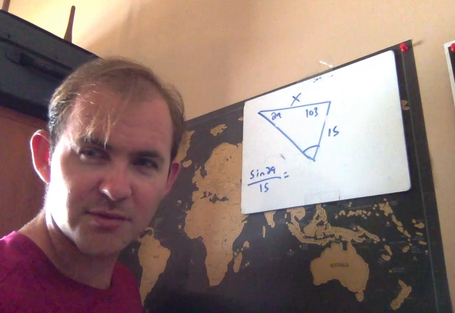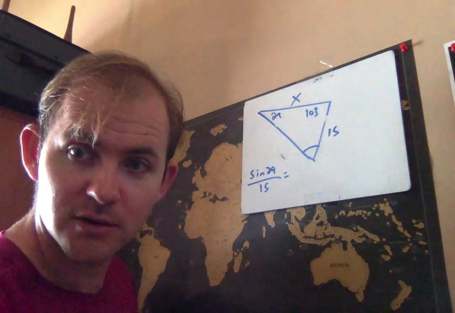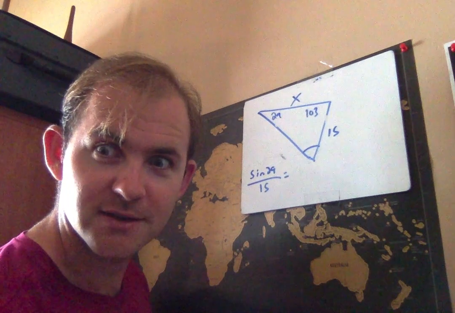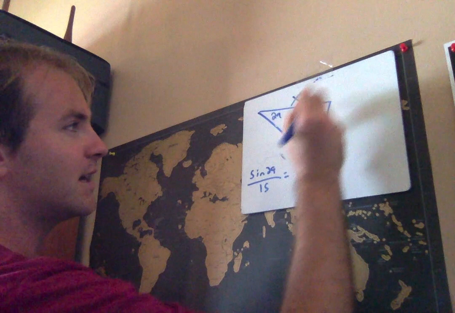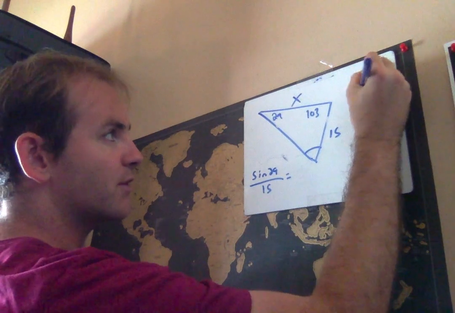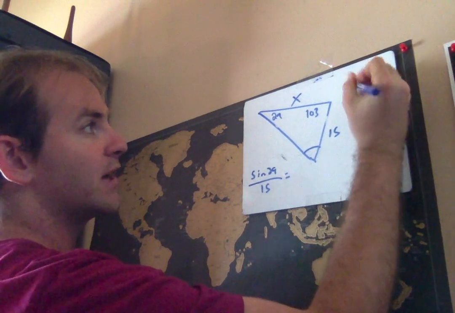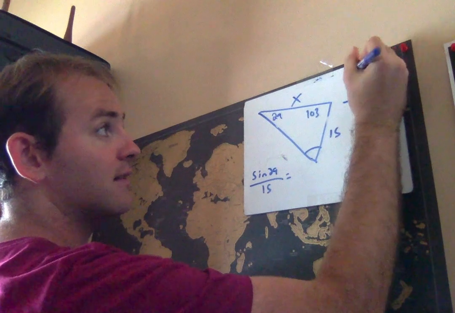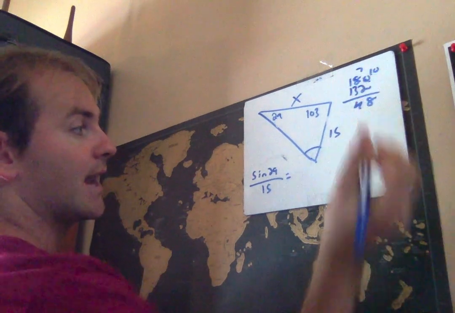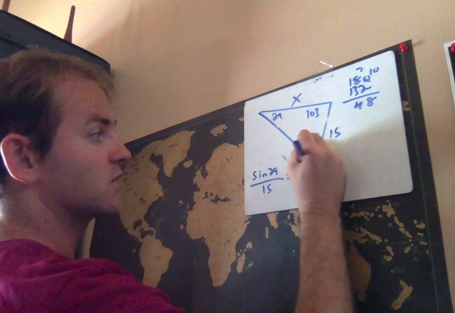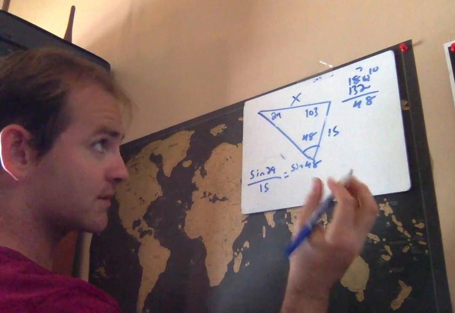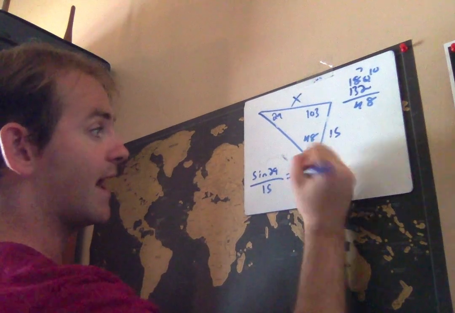Well, let's go back to Unit 3. How many degrees are there in a triangle? Silence. Okay, so 180. So if I add 29 and 103, I get 132. Let's subtract that from 180 to figure out how many degrees are left for the other angle, and I get 48 degrees. So now I'm actually ready to proceed. So sine 48 over x.